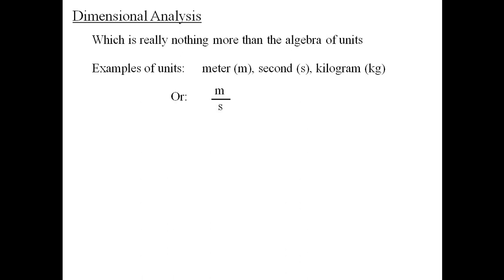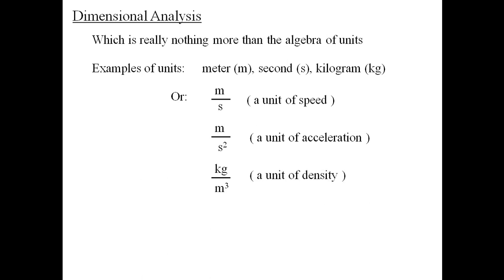For example, we can have meters per second, which is a unit of speed. We can have meters per second squared, which is a unit of acceleration, and we can have kilograms per cubic meter, which is a unit of density. Fundamental units combine to have other units, which are called derived units, but no need to really remember that.